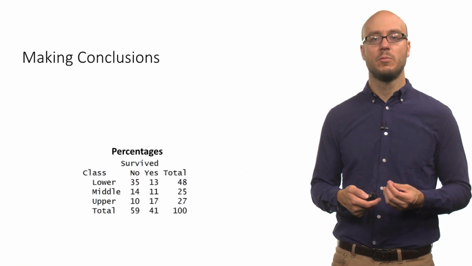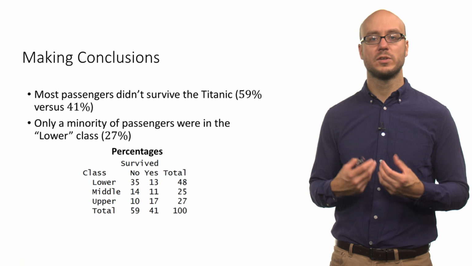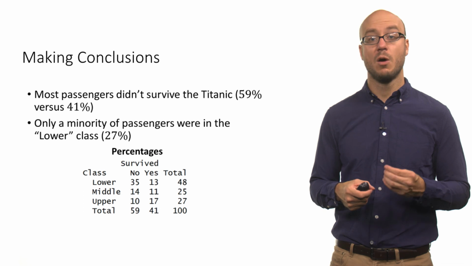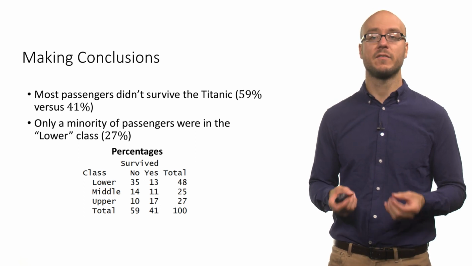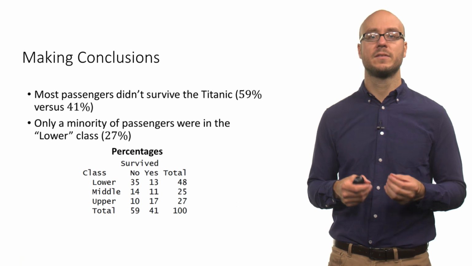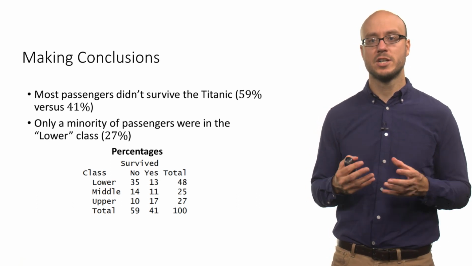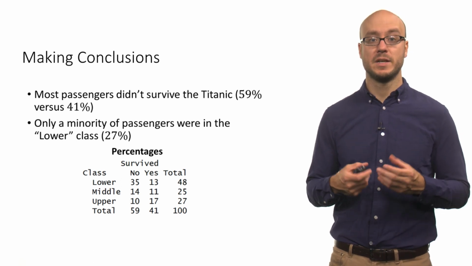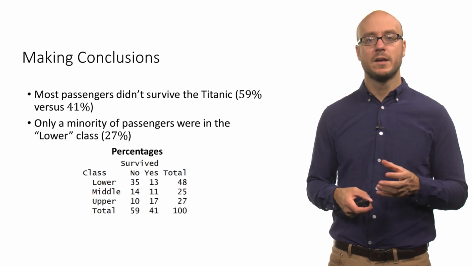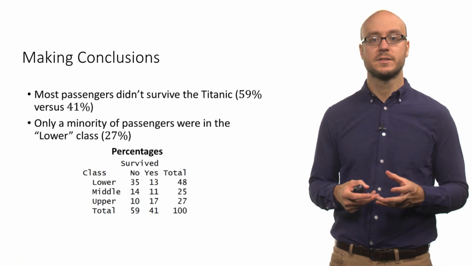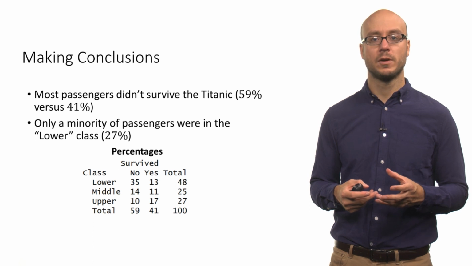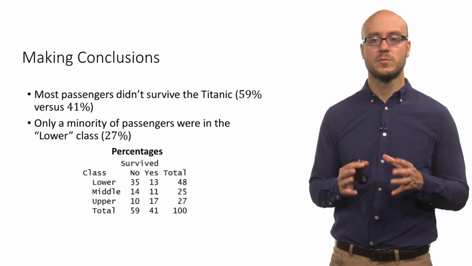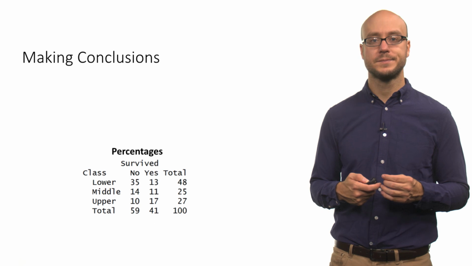Titanic overall. Now, when you're creating these tables, it's useful to come to conclusions. What we found from this contingency table of percentages is that most passengers overall didn't survive the Titanic. 59% of people didn't survive, 41% of people did. So you can see that John Jacob Astor was actually among the majority of passengers on the Titanic because he did not survive. In a similar way, only a minority of passengers were in the upper class. Most people were in fact a member of the lower class or the middle class. A relatively small percentage were in the upper class.